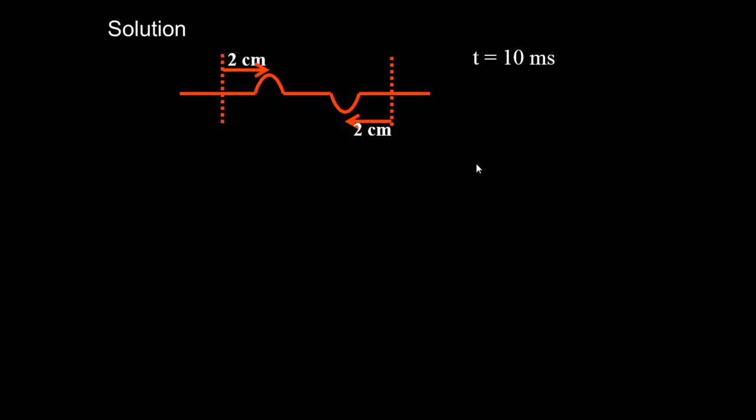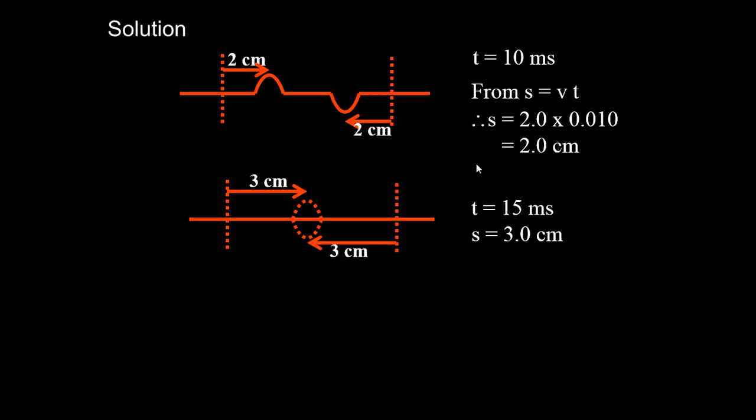For part A, the time is 10 milliseconds. So I need to calculate the distance traveled by each pulse. It will be given by velocity times time. So each pulse will travel 2 cm. At t equals 15 milliseconds, the distance traveled will be 3 cm using the same formula, velocity times time.